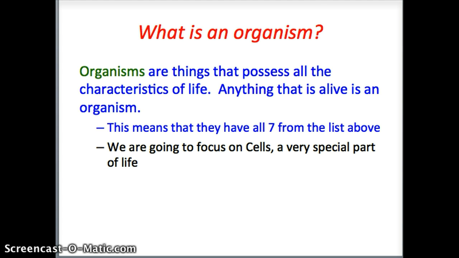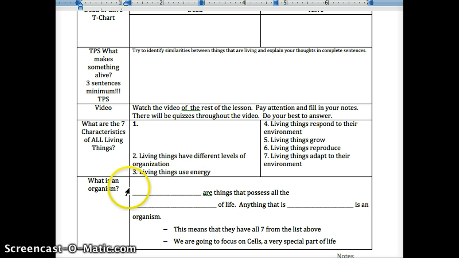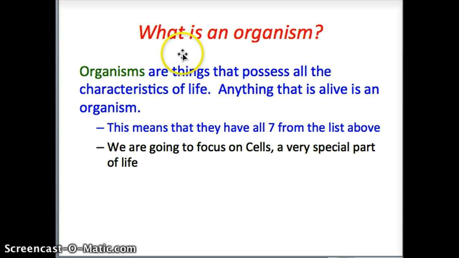Moving on in our notes, what is an organism? So on the left here it says what is an organism? Make sure we see that it is red here. Organisms, that's green, make sure you box it, are the things that possess all characteristics of life. Anything that is alive is an organism. This means that they have all 7 from the list above. We're going to focus on cells, a very special part of life. That's what today's lesson is about. But make sure we understand that organisms are anything that has all 7 of those traits. Dogs, trees, plants, bushes, roses, cows, ants, mosquitoes.